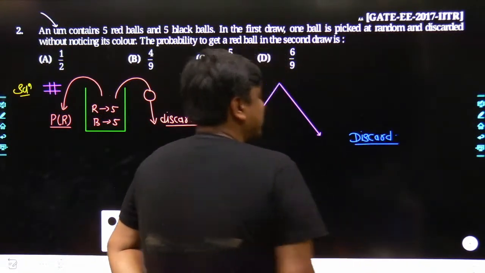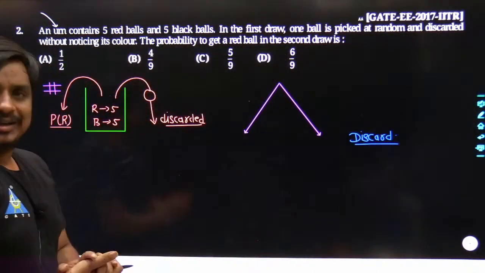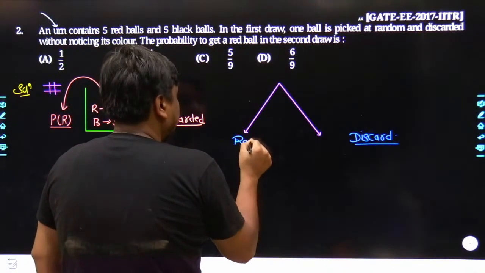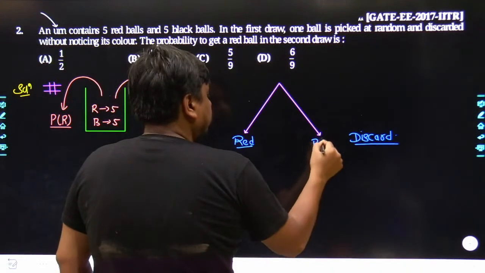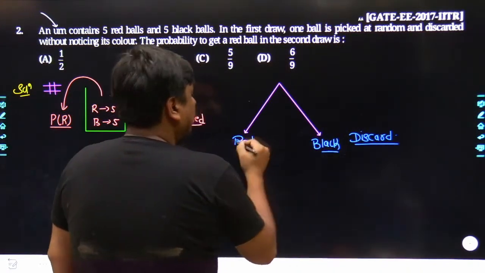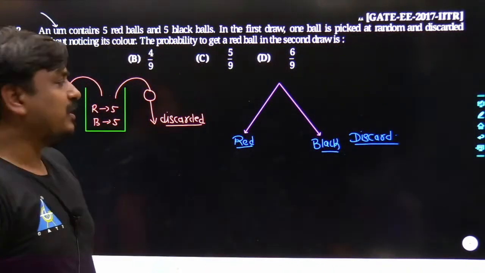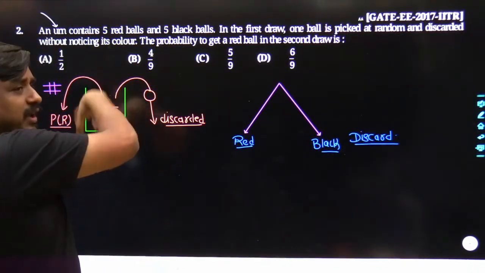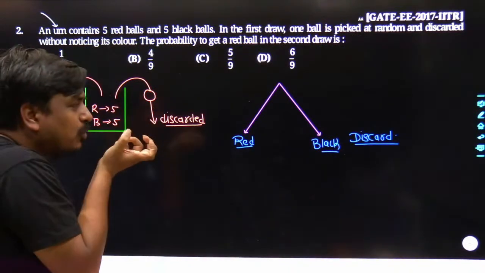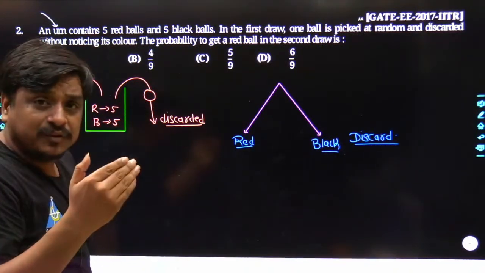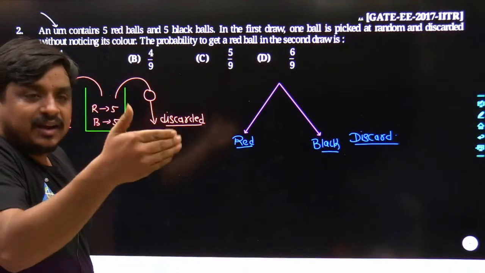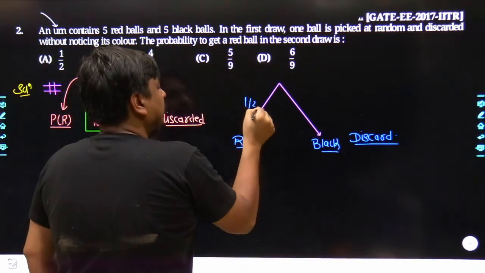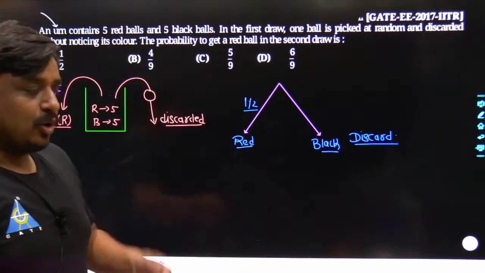the first ball which has been discarded. The first ball which has been discarded could have been red or black. May I know what would be the probability that the first ball which has been discarded is red? Obviously, we had a total of 10 balls. We have taken one ball out. What is the probability that the ball would be red? Out of 10, 5 balls are red. They are my favorable outcomes. So simply it's going to be 5 divided by 10, which is 1 upon 2.